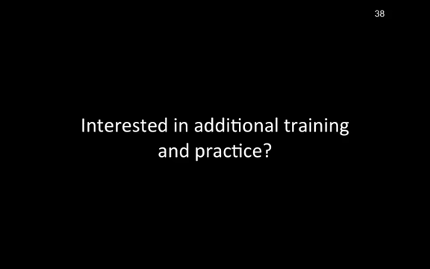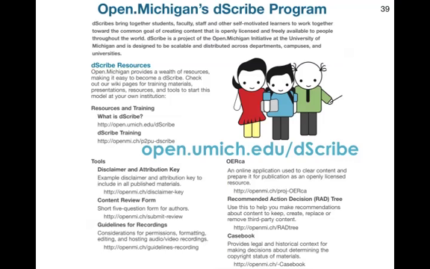Now, if you're interested in some additional training and practice, I can point you to some other resources that we've developed at Open.Michigan. What I've tried to do today is to give you a high-level overview of copyright and to some extent trademark, as some of the legal issues you need to consider when creating and using educational content, especially for public audiences. If you're interested in diving a little deeper, I encourage you to look more at our Describe program, a distributed model for creating open educational resources.